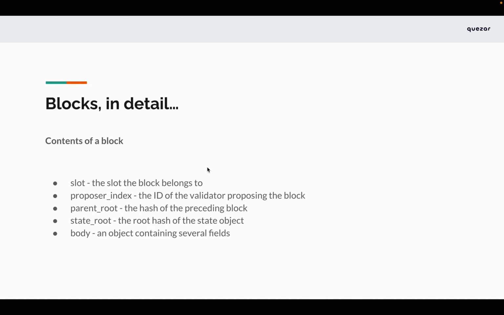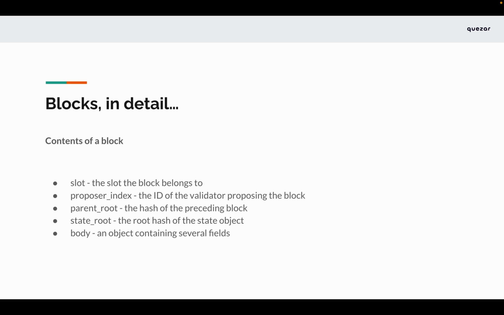So, the main contents of a block are slot, which means which slot the block belongs to, the proposer index, the ID of the validator proposing the block, the parent root, which is the hash of the preceding block, the last block's hash, the state root, the root hash of the global EVM state object, and a body. This is an object containing several other fields.